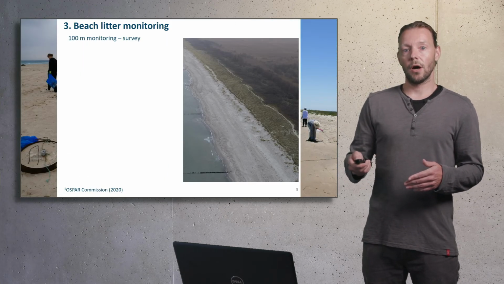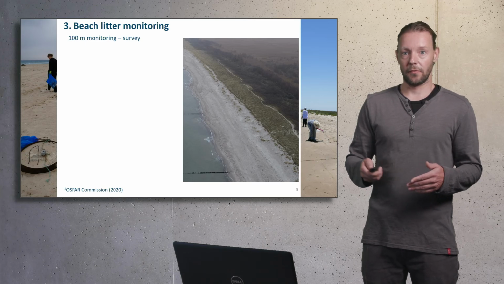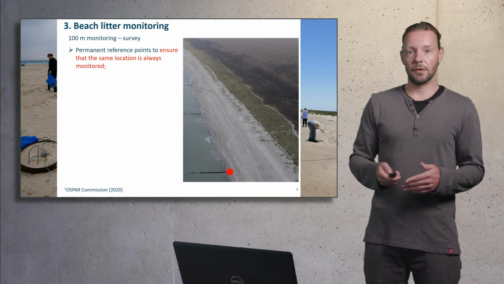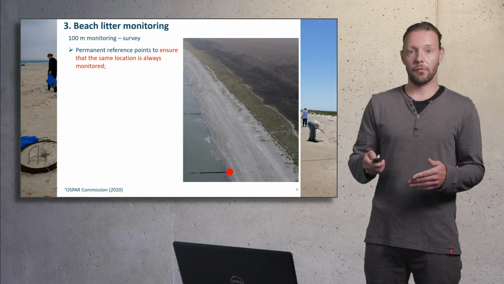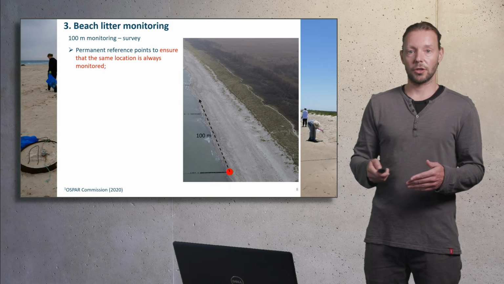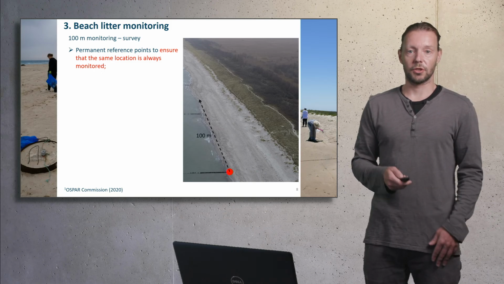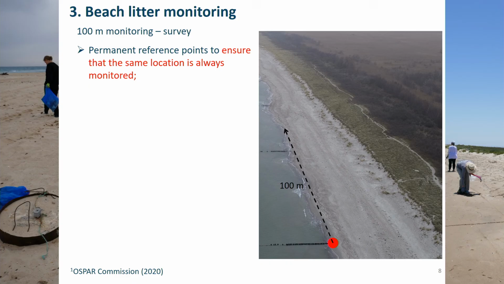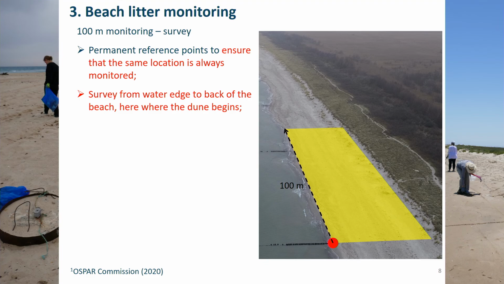So if we do our 100-meter survey for the first time, it is very important that we have a permanent reference point that we can find again. From this reference point, we measure our 100-meter distance with a measuring tape. And then we investigate the area between the waterline and the back of the beach. This reference point is very important so that we always measure and investigate the same 100-meter stretch.